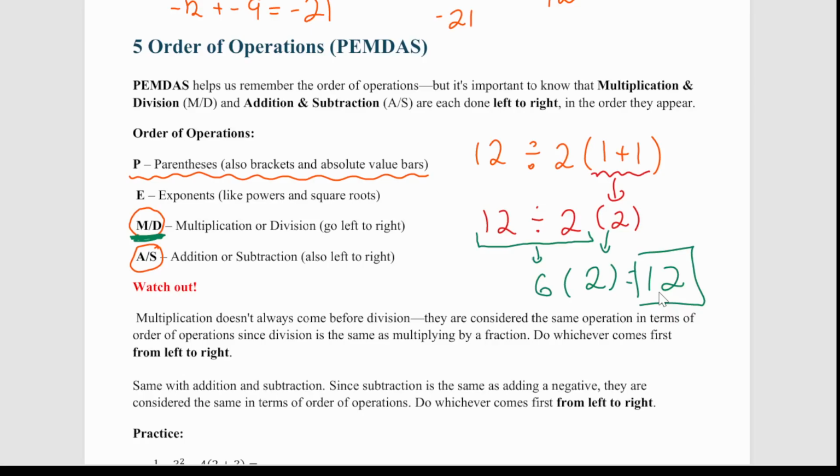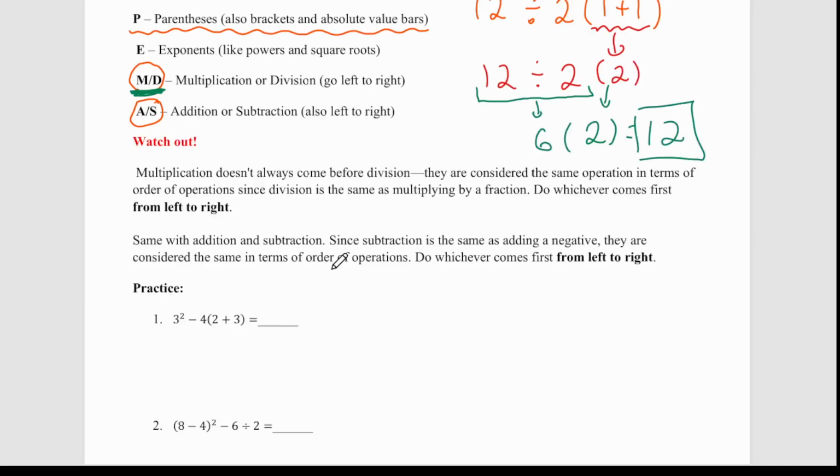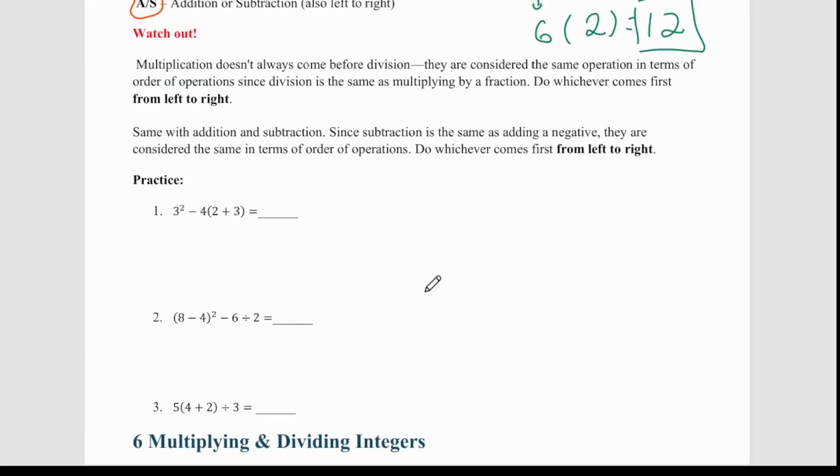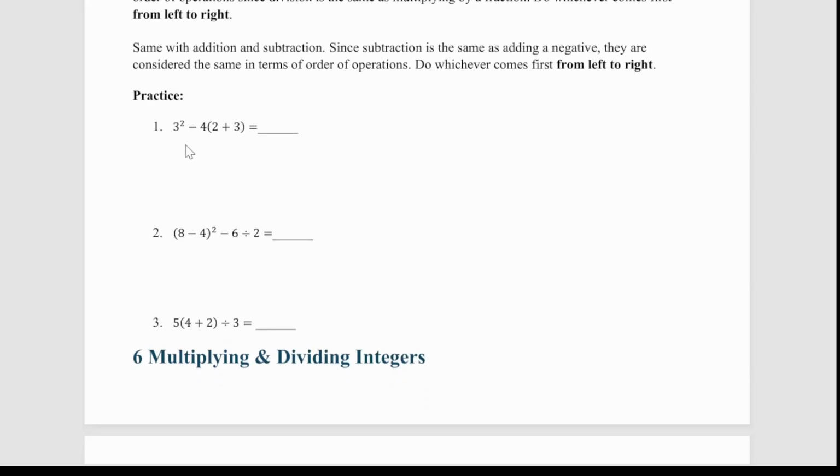So again, you move from left to right. You start off with any parentheses first. We didn't have any exponents in that case. Then your multiplication or division, just going from left to right. Then your addition and subtraction, moving from left to right. So let's take a look at some more complex examples here. Go ahead and pause this video and see if you can do each of these yourself before I go through it.